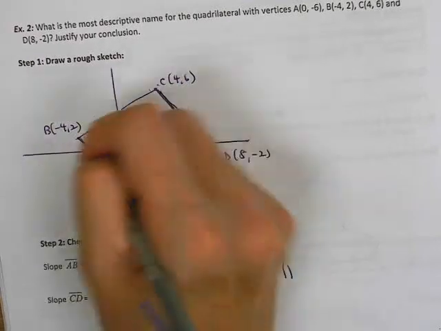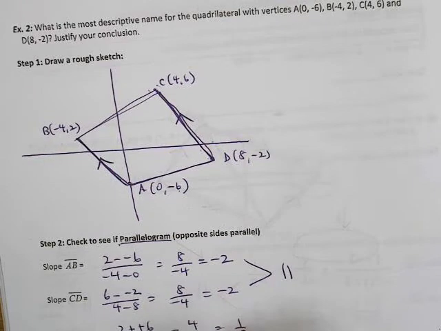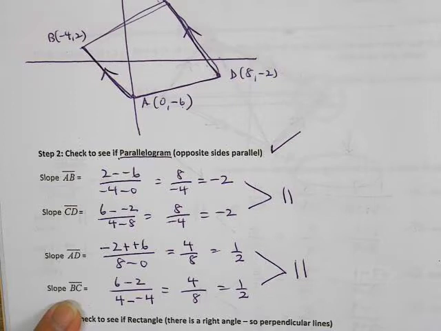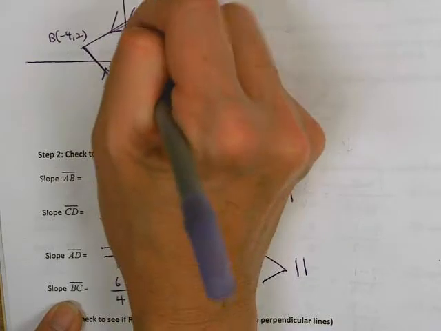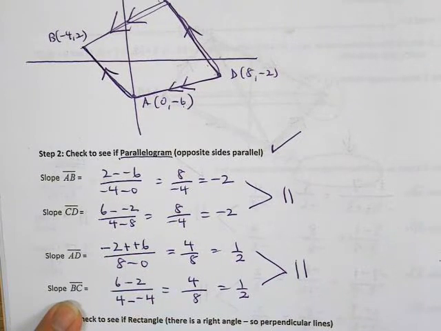Now I'm going to do BC. That would be 6 minus 2 over 4 minus negative 4. That's 4 over 8, which is 1/2. Also good news. So indeed I have a parallelogram, because my opposite sides are parallel, even though my diagram doesn't look anything like it.